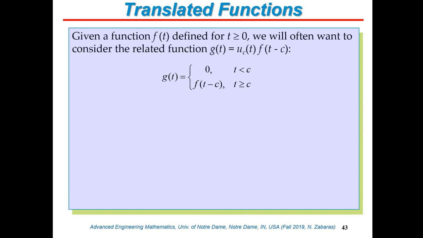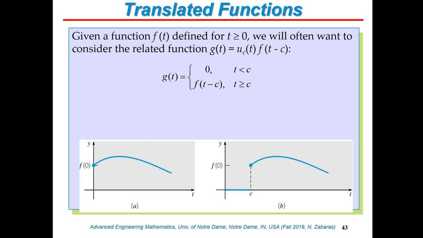Let me do something very interesting. So let me go on this picture first. Suppose you have this function f of t that starts with this value f of 0, and you want to translate this whole function by a time interval of c. So we want basically to keep the same identical function, but translate it by a distance c. The question is, what is this new function?